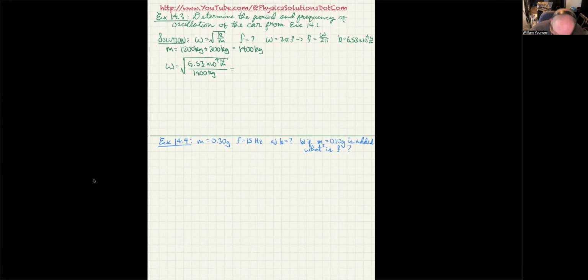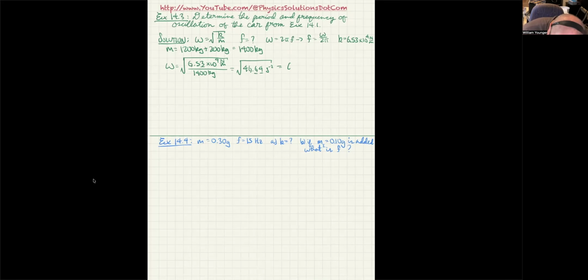Now, a newton per meter is a kilogram per second squared. So when I divide it by a kilogram, that just gives us a reciprocal second squared. And when I take the square root of that, that's going to give us a reciprocal second. And you know that we can just throw a radian in there. So I'm going to take 6.53 times 10 to the 4, and divide that by 1,400. And that's going to give me the square root of 46.64. We only had two sig figs really, so I'm going to underline both of those. And that is seconds to the negative 2 power. And now I'm going to take the square root of that by raising it to the 0.5 power.